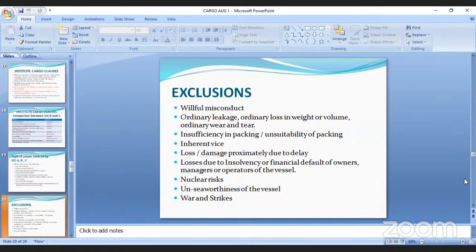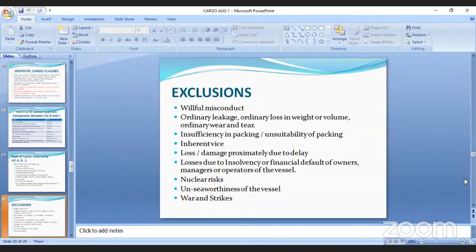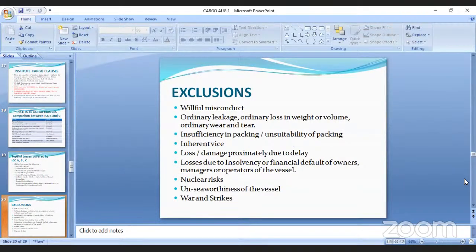Hello, sorry to disturb you, but this point, loss or damage proximately caused by delay, which you just clarified. In the ICC books it is written that even though the delay may be caused by a risk insured against, it's not payable. Even if it is caused by insured perils, delay is not covered.